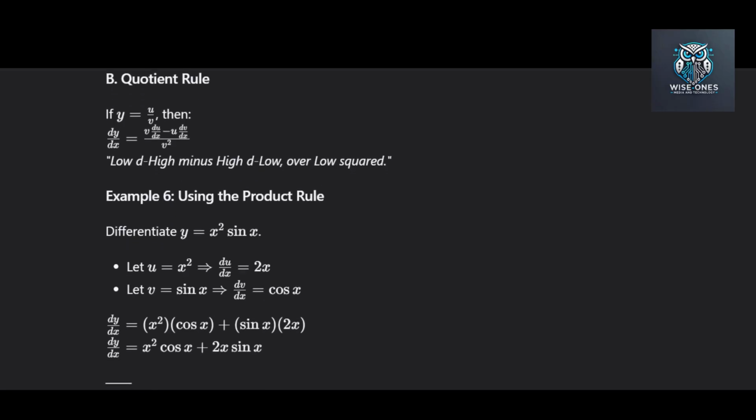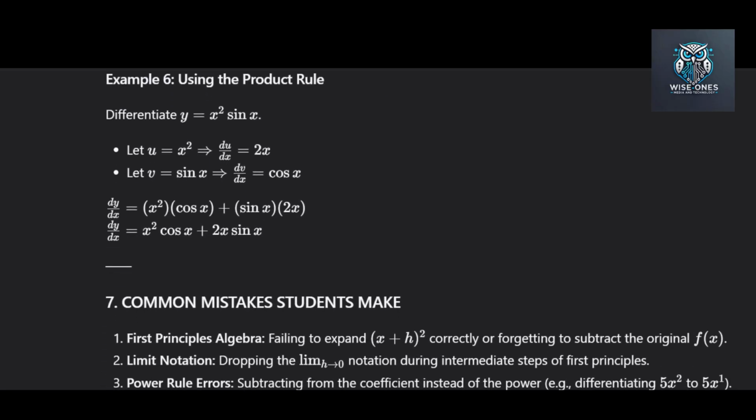Let us look at example 6 using the product rule. Differentiate y equals x squared times sine x. Let u equals x squared. Then du/dx equals 2x. Let v equals sine x. Then dv/dx equals cosine x. Apply the formula. u times dv/dx plus v times du/dx. x squared times cosine x plus sine x times 2x. So dy/dx equals x squared cosine x plus 2x sine x. This is just for your information. We will practice this more in later lessons.